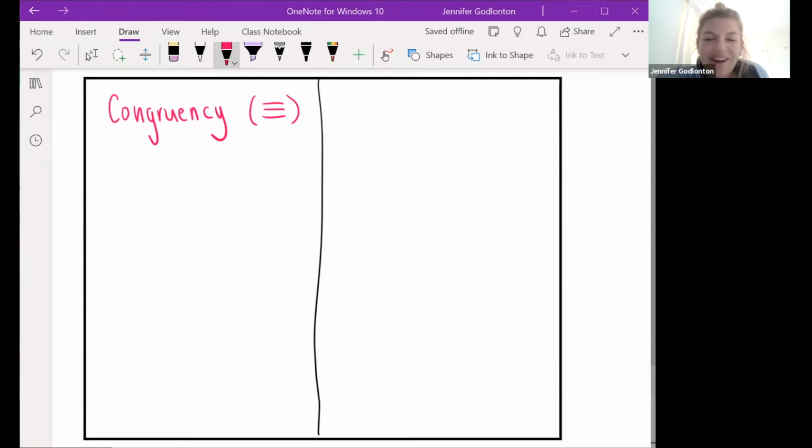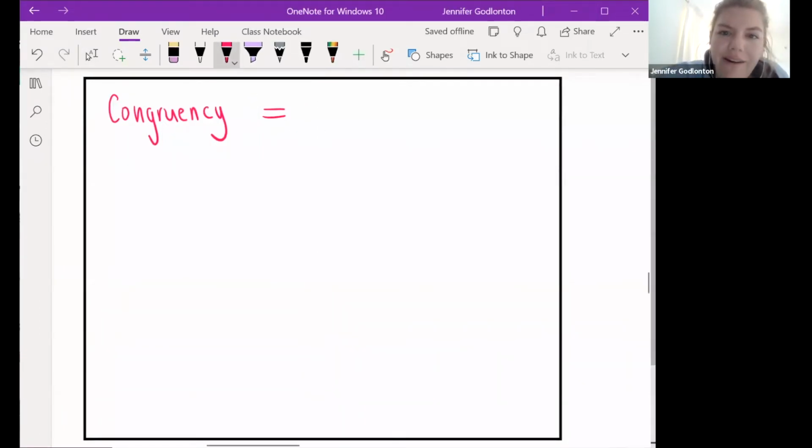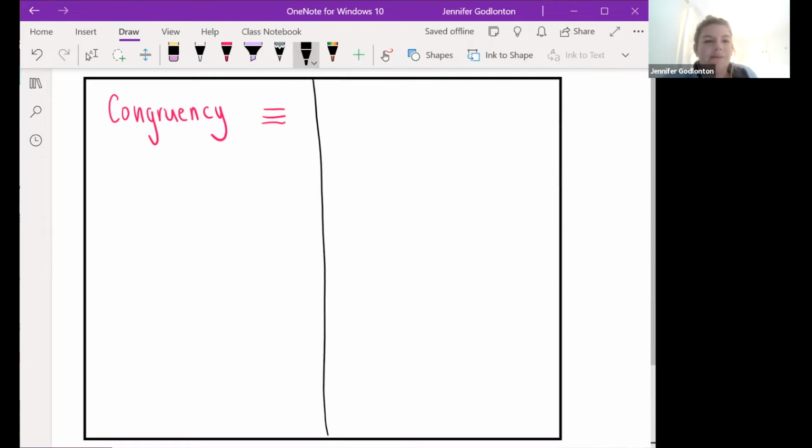Perfect. So our congruency symbol, let me take the brackets away. Oh no, I just got rid of this line I spent so long drawing. That's fine, that line's actually better. So congruency is three horizontal lines like that.